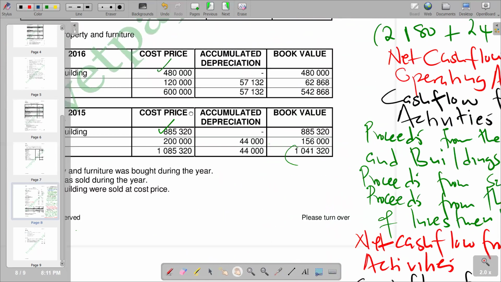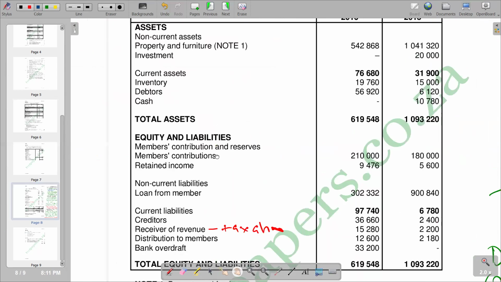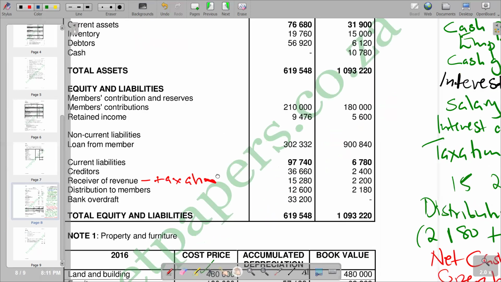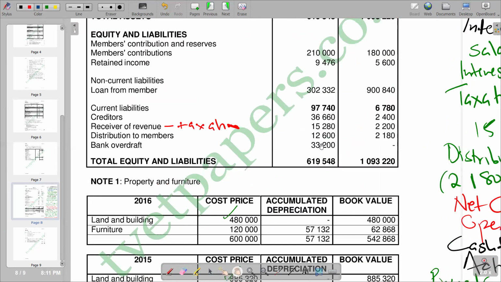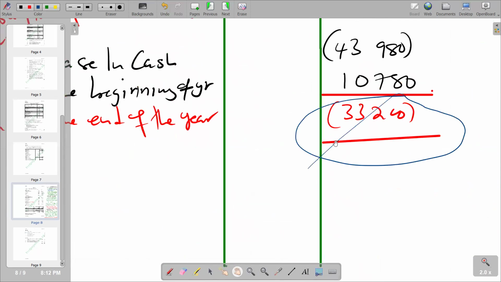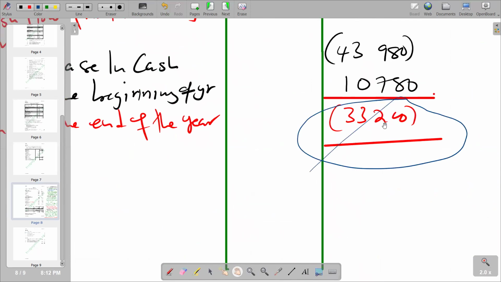We go there in the statement of financial position and see that at the end we have got nothing under current assets. If we had a balance under current assets, we would say that it's a positive. But if you go down, we see that we've got a figure for bank overdraft, negative 33,200, which is the same figure that we got there as our final balance of cash, which indicates that we have done our statement of cash flow correctly. This overdraft represents a negative balance, which is the same figure that we are having here in brackets, meaning it's a negative 33,200.